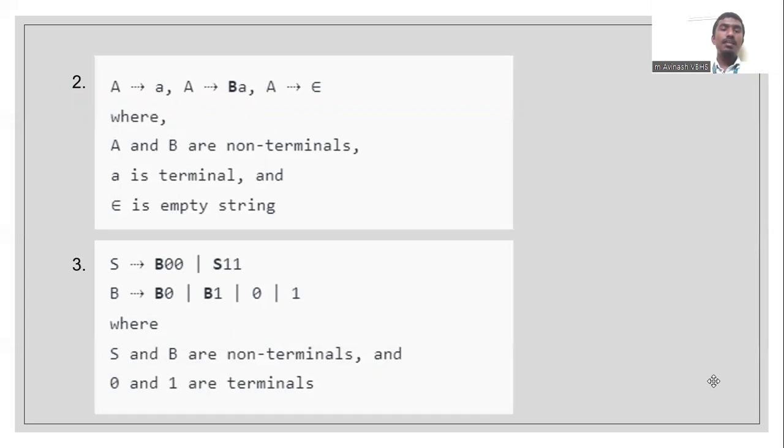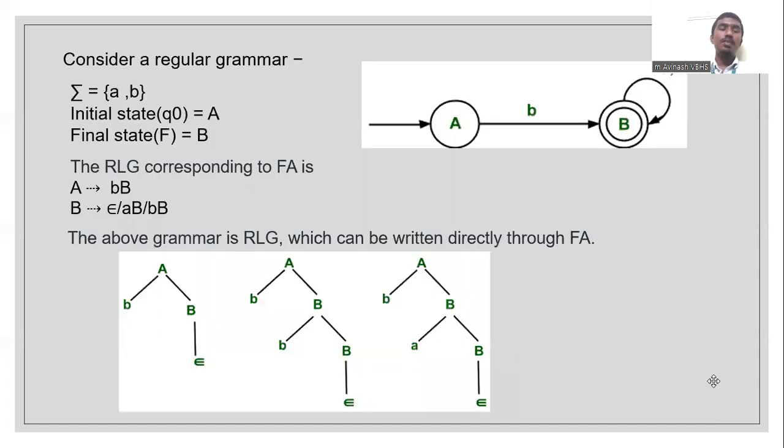A tends to BA, A tends to epsilon, where A and B are non-terminals and epsilon is a string. S tends to B00 or S11. B tends to B0 or B1 or 0 or 1, where S and B are non-terminals and 0 and 1 are terminals. Consider a regular grammar.